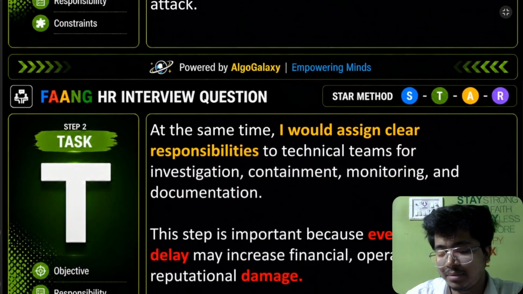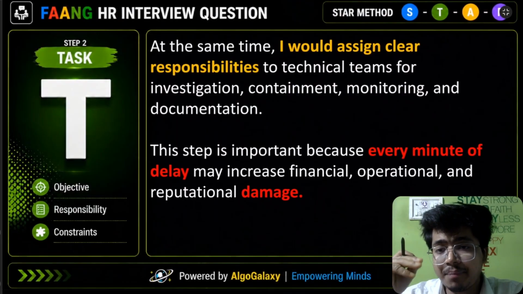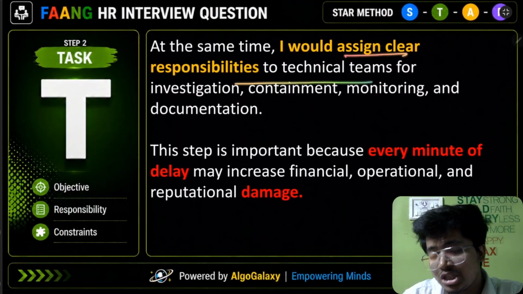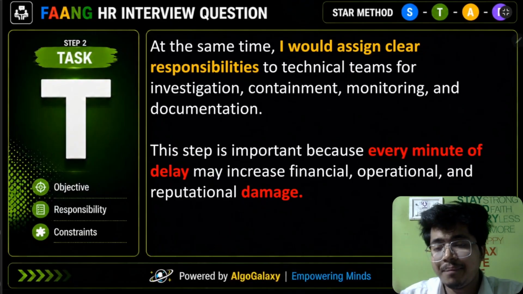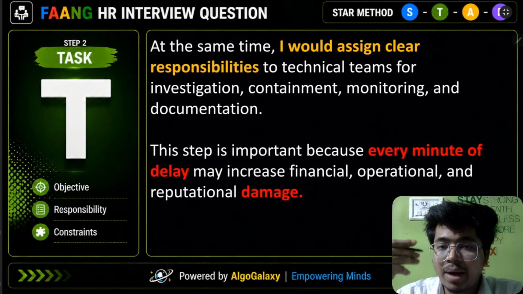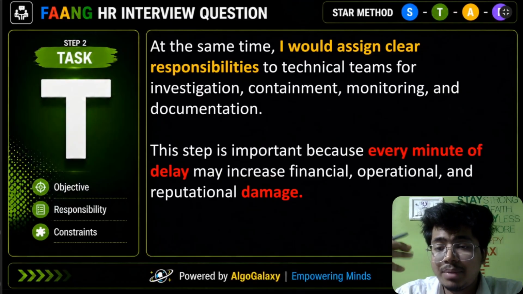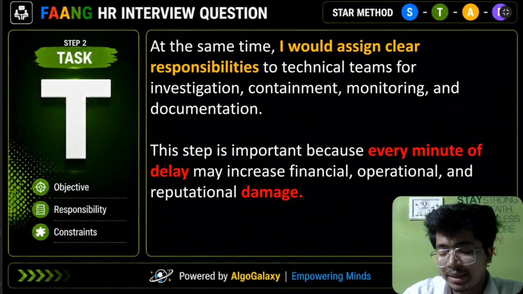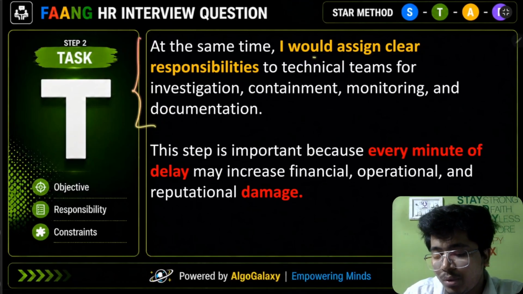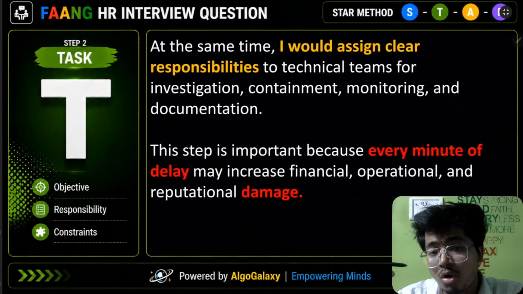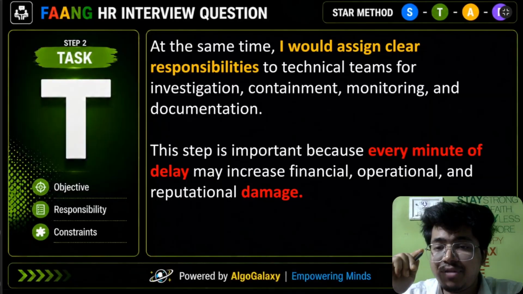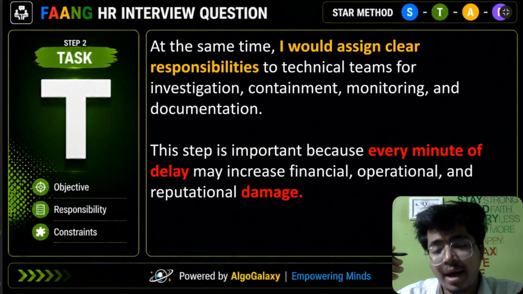This is priority 1. At the same time, I would assign clear responsibilities to technical teams for investigation, containment, monitoring, and documentation. This step is important because every minute of delay may increase financial, operational, and reputational damage. We are in a scenario where we have been attacked by an external problem that we don't know, so we try to protect ourselves. That's why we reply in this way.